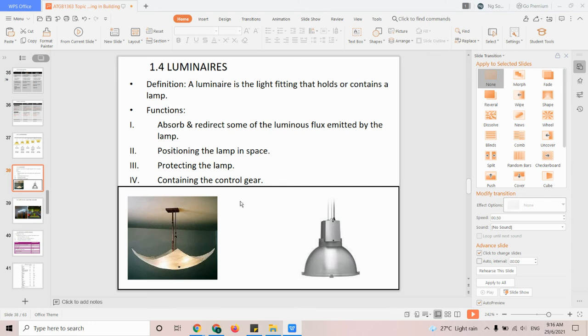Usually, this will depend on your required space and how the luminance looks like. So this is just a fitting. When it comes to a typical office building, it will usually be a fixed fitting. And then depending on your area, you might want to have a covering over your lamp so that it's not so glaring.